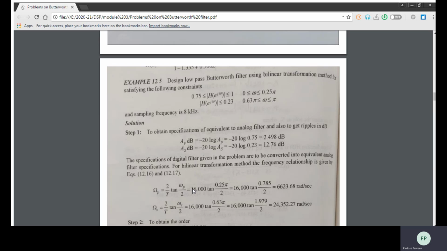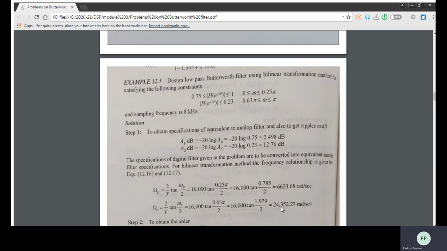So what is WP? They have given it as 0.25 pi. Calculate, and you will be getting this much value. WS is 0.63 pi, since you have to take the minimum value for the stop band. Substitute, and you will be getting this much.